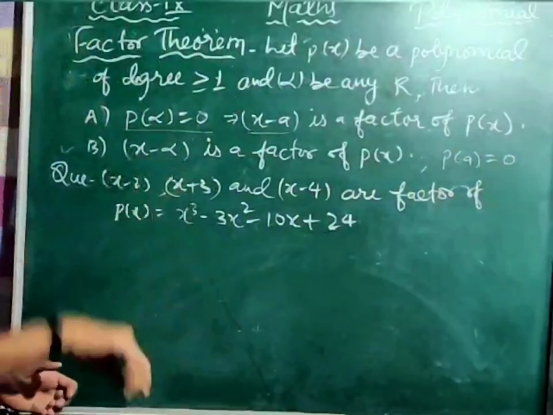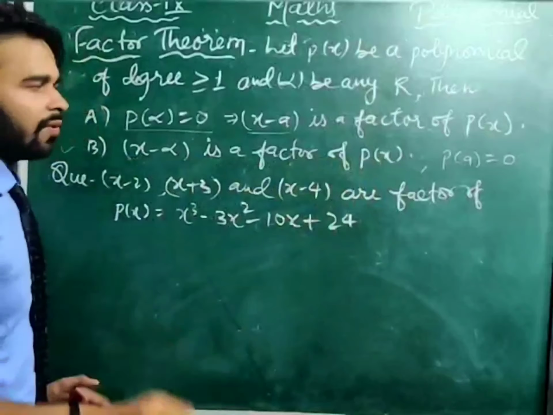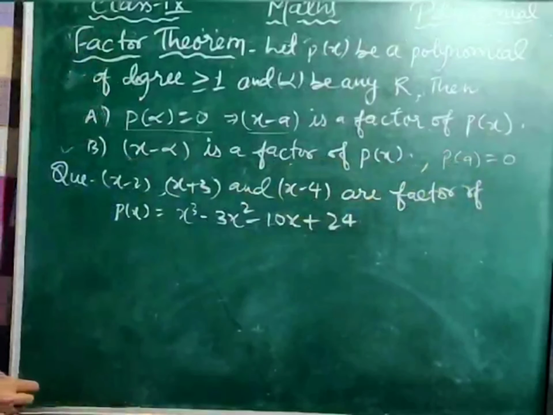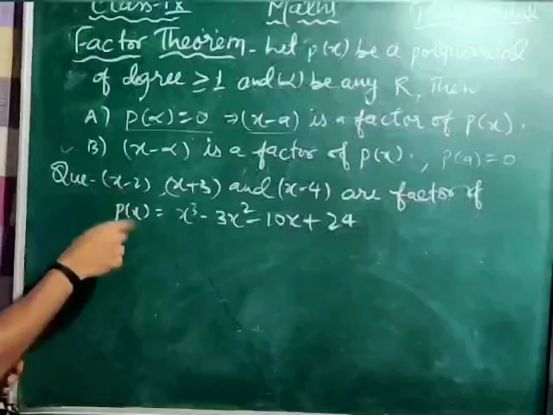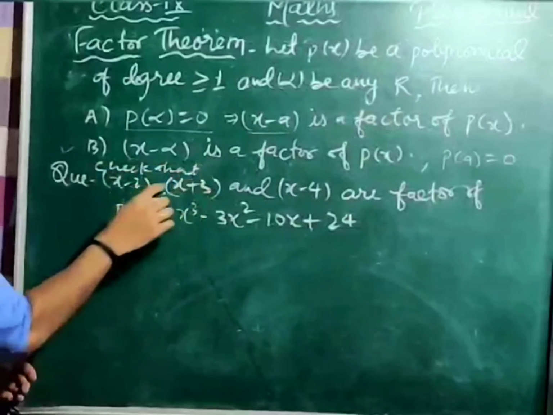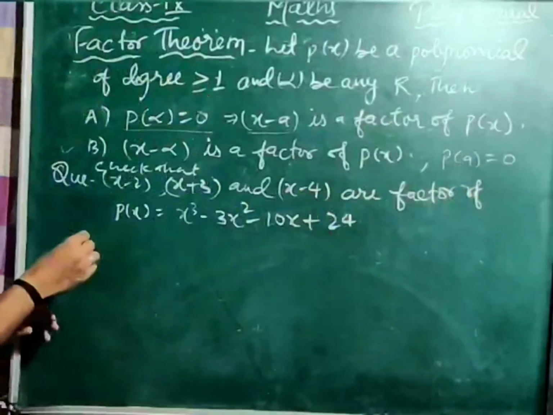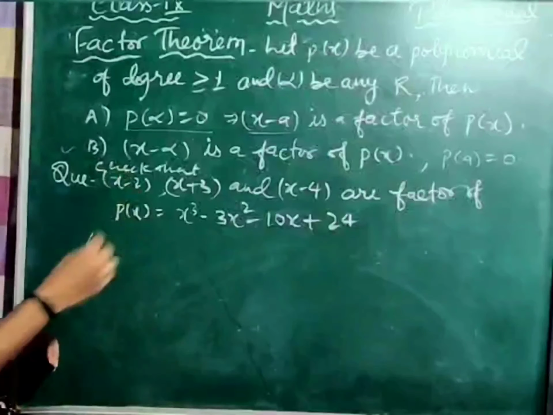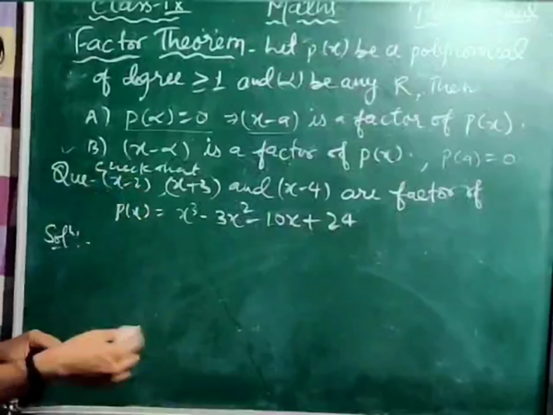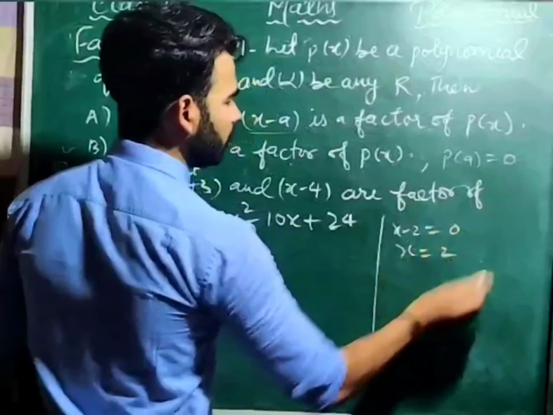Firstly, if we are saying that x minus alpha is a factor of P(x), then in the illustration we will get P(alpha) is equal to 0. So let's have a question. We have to check whether x minus 2, x plus 3, x minus 4 are factors of the polynomial. So firstly we will get the value of x from here, and we write x minus 2 is equal to 0. Understood? Then x is equal to 2.